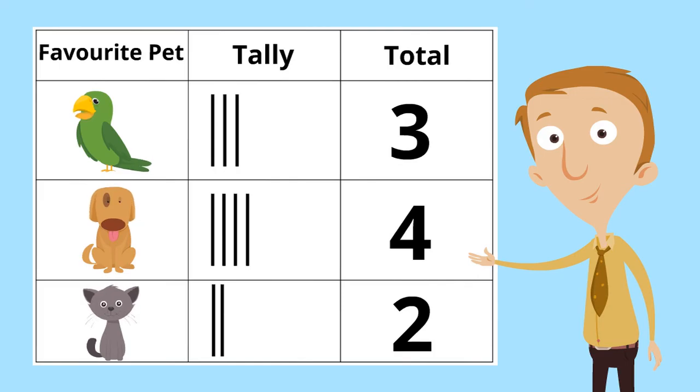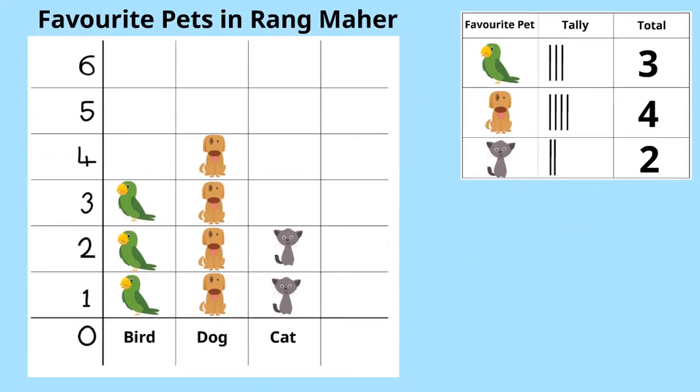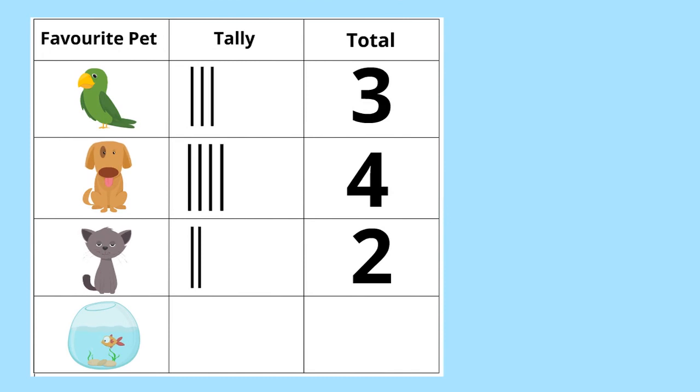Now that we have a finished tally chart, we can use it to draw a pictogram. Here is what the pictogram would look like using this tally chart. So you can see there's 3 people who picked birds, so we put in 3 birds, 4 dogs, and 2 cats. Let's imagine there were 5 people out washing their hands when we asked this question. And when they come back, amazingly, all 5 of them chose fish as their favourite pets.